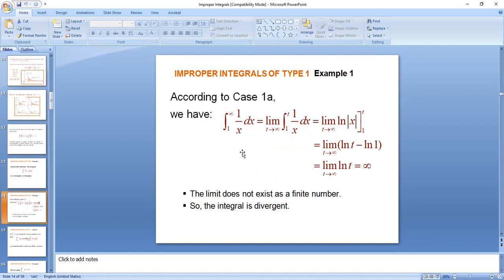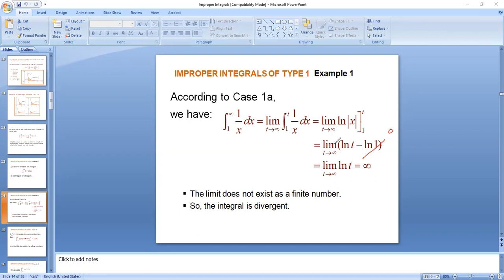Now, we move forward. If you're going to evaluate the integral of this, the answer, of course, based on what you have learned, is ln of x. However, we evaluate this improper integral as a limit as t approaches infinity, where t is the variable we replace the original upper limit, which is infinity. So you have now the limit of ln of x as t approaches infinity. Now, what do we do? If we substitute the upper limit t and the lower limit 1, this would be our answer. And the ln of 1 is equal to 0.